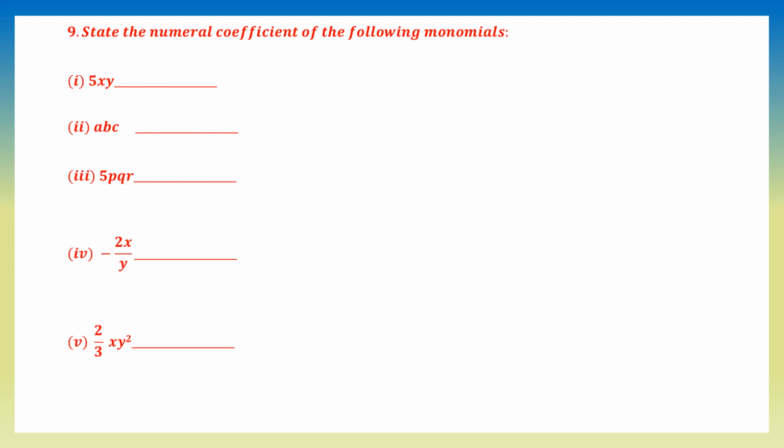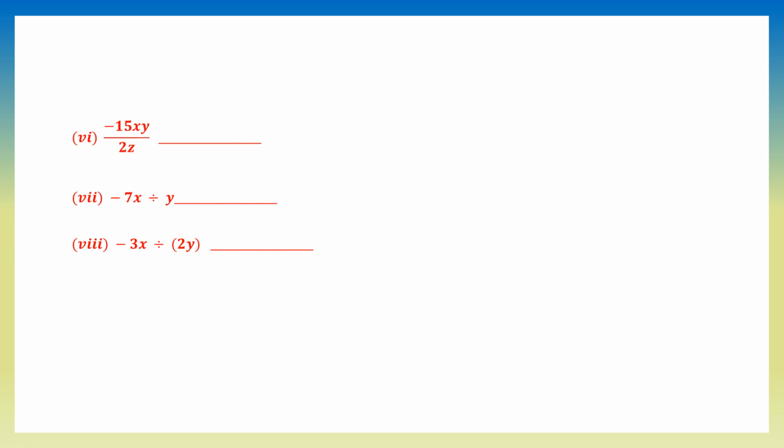So in the first one, 5xy, take only the number. It is 5. In the second one, a, b, c, we don't have a number. That means it's understood there is 1. Next one, again, we have only 5. Take the number. Now in the next one, we have minus 2 by 1, which is equal to minus 2. Then here we have 2 by 3. The number is 2 by 3. Question 6. If we take out the numbers, we get minus 15 in the numerator. In the denominator, we have 2. So that becomes minus 15 by 2.